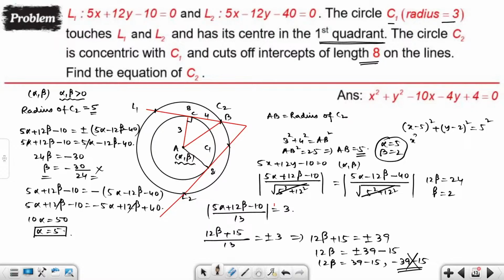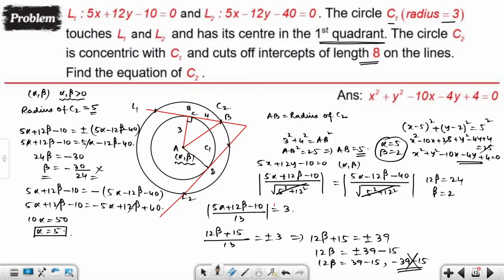Let us check. x square minus 10x plus 25 plus y square minus 4y plus 4 is 25. So 25 goes off. So we are left with x square plus y square minus 10x minus 4y plus 4 equals to 0. That's it.